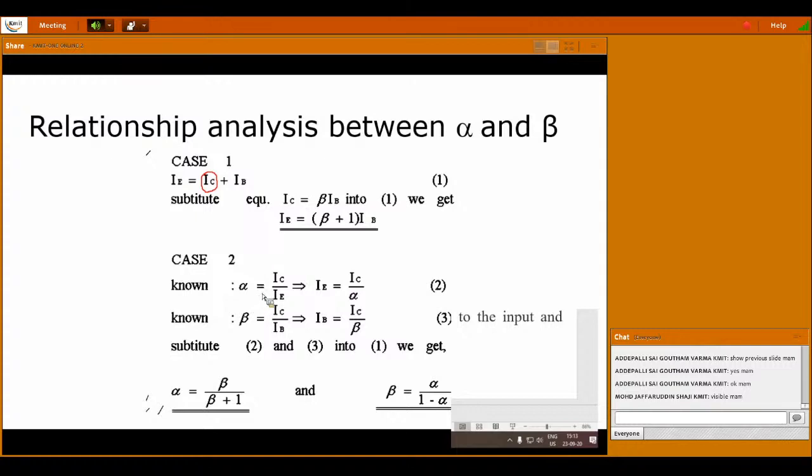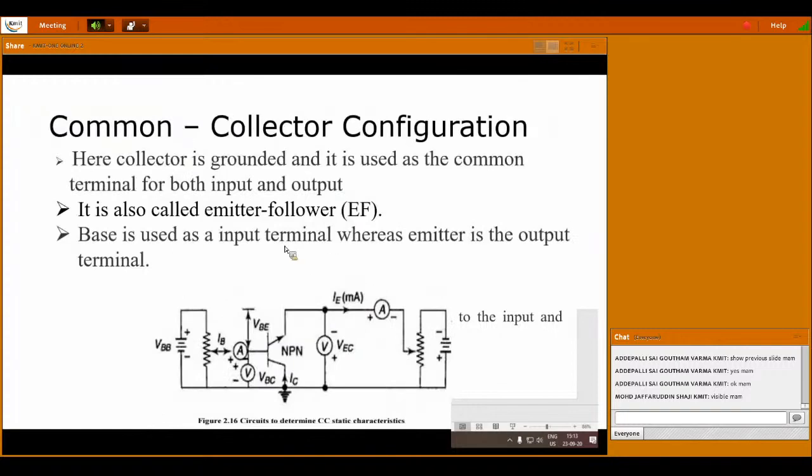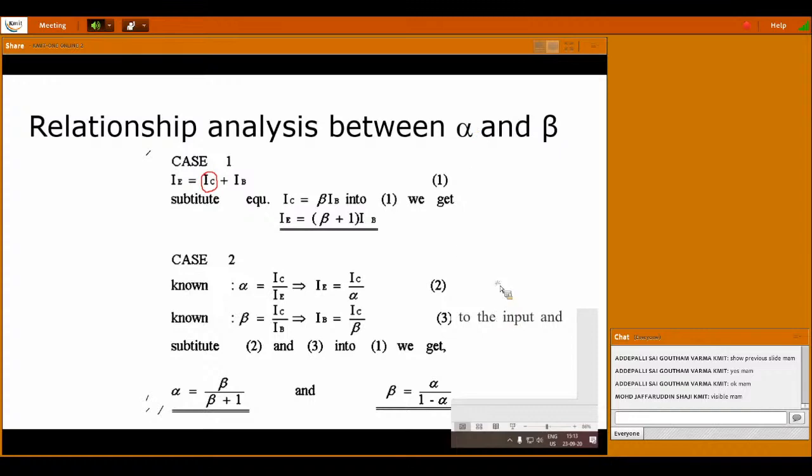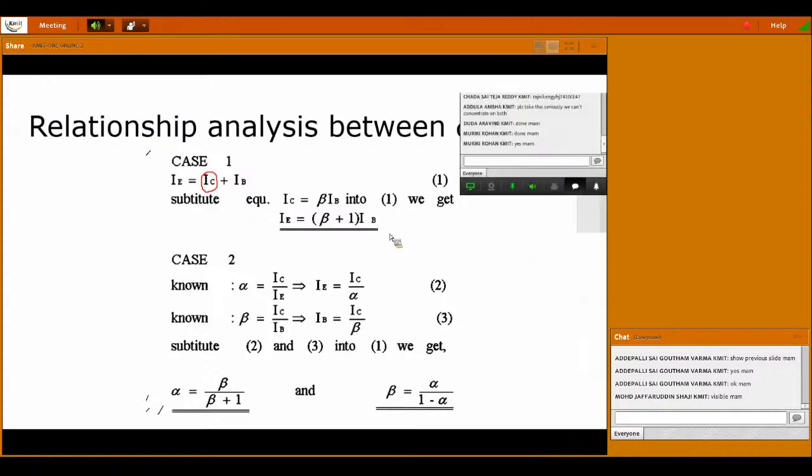Next, as we know that alpha DC, what is alpha? Alpha is the current gain in common base configuration, which is IC by IE. Common emitter configuration current gain is IC by IB. So IE is equal to IC by alpha, whereas IB is equal to IC by beta. And now these two you have to replace in this equation 1, equation number 2 and equation number 3, where equation number 2 is emitter current in terms of IC and alpha, and equation 3 gives the base current in terms of IC and beta.